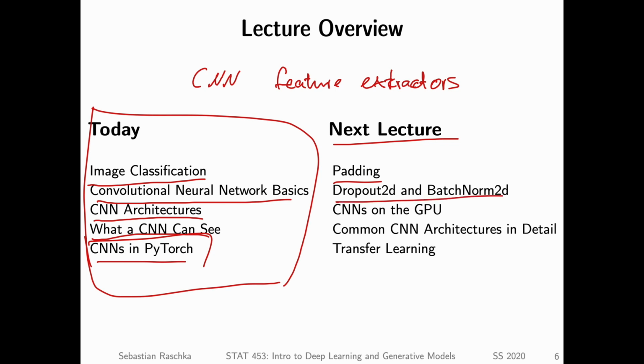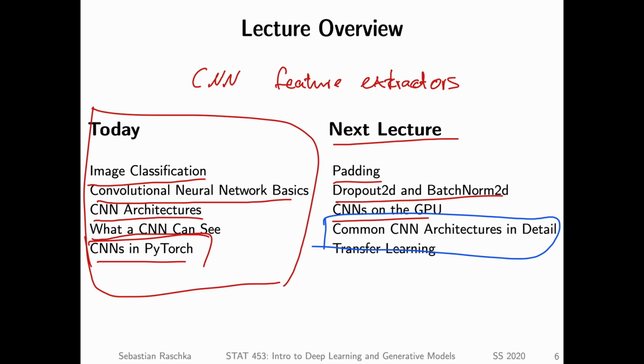Some techniques we have seen before, but now for convolutional networks, such as dropout 2D and batch norm. Then some notes about CNNs on the GPU, because there's also a slight difference compared to running them on the CPU, and there are some challenges I will talk about, but only very briefly, because the focus of next lecture will be the CNN architectures in more detail.